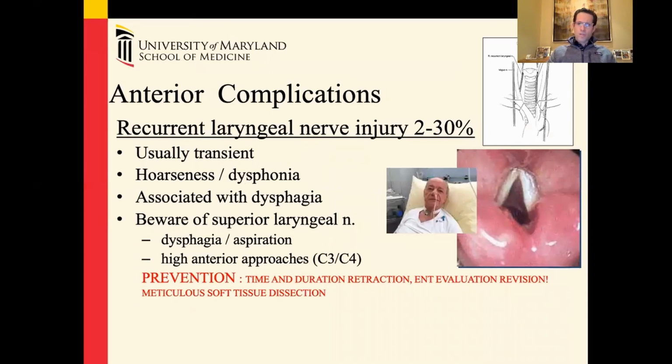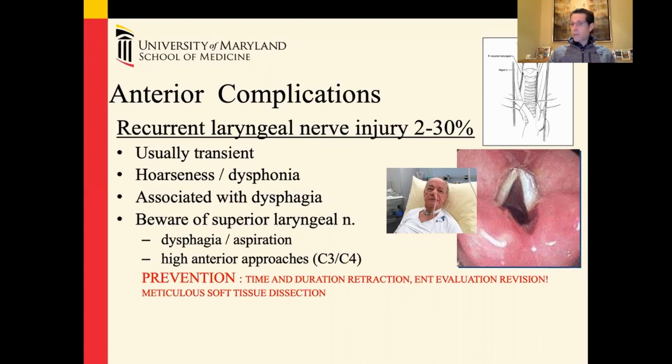Other anterior soft tissue related problems include recurrent laryngeal nerve problems. These are probably more common than we think. It's usually transient with hoarseness and dysphonia, maybe associated with dysphagia. And in patients that have a higher cervical approach, be careful of superior laryngeal nerve injuries. Typically, you can prevent this if you pay attention to the time and the duration of retraction, and the pressure of the retraction can be reduced with meticulous soft tissue dissection.